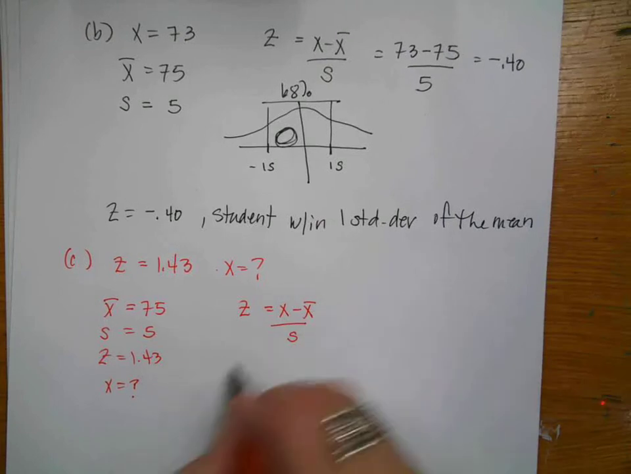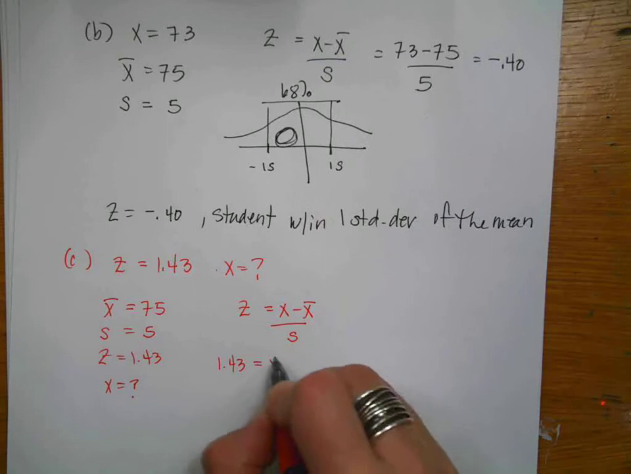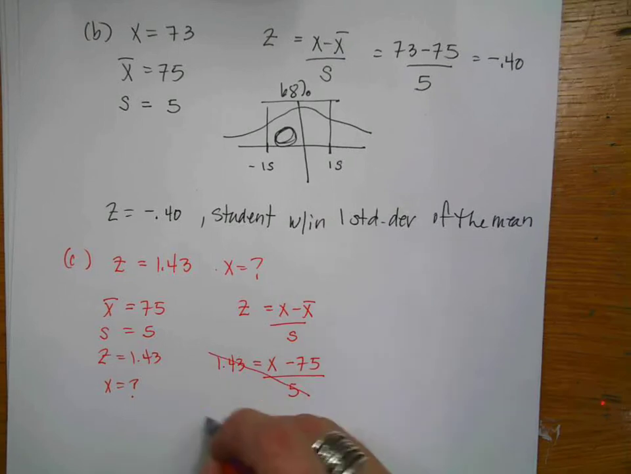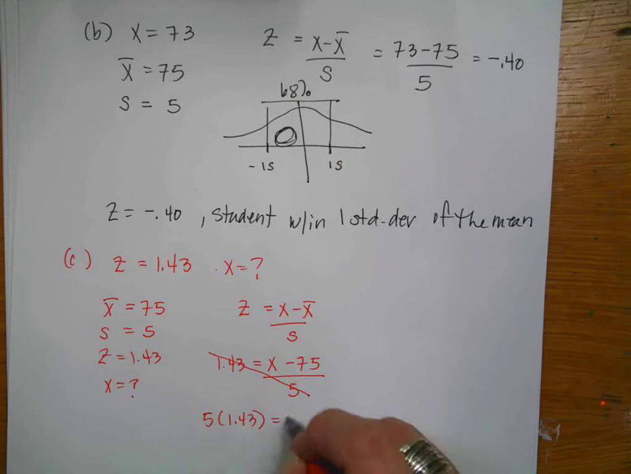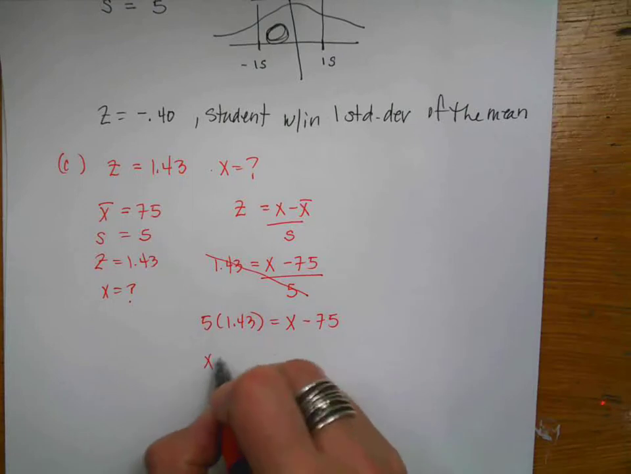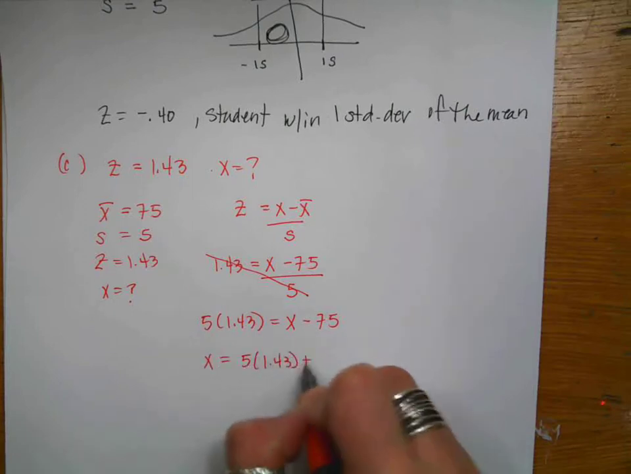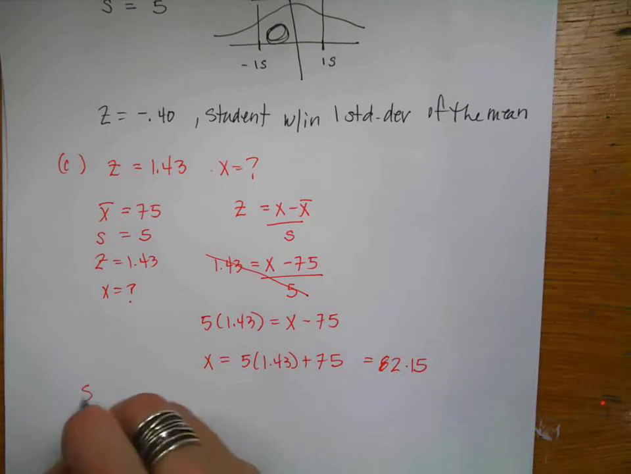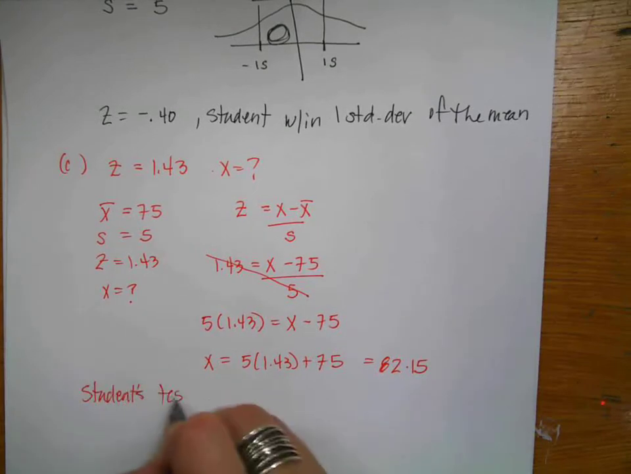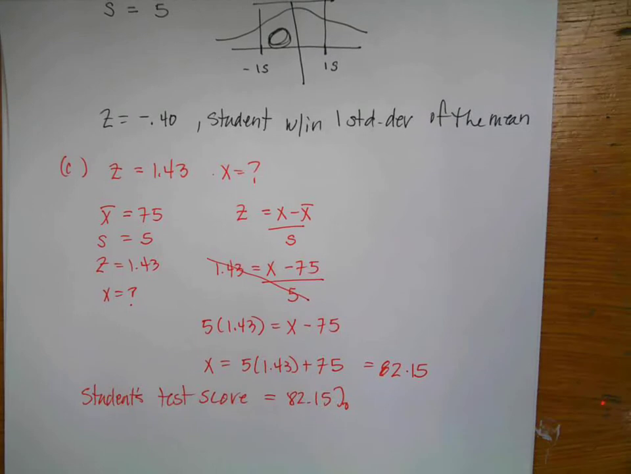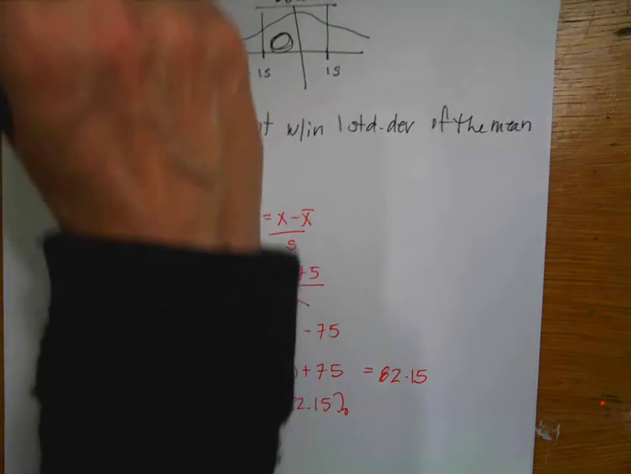So then remember the formula for z is x minus x bar divided by s, so I'm going to write in what I know. So I have 1.43 is equal to x minus 75 over 5. I need to cross multiply, so 5 times 1.43 is equal to x minus 75. I need to take the 75 to the other side of the equation, so x is 5 times 1.43 plus 75, and that is 82.15. So the student's test score was an 82.15%. So sometimes we can go the opposite direction.